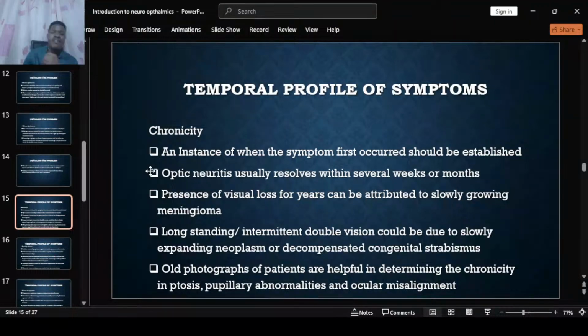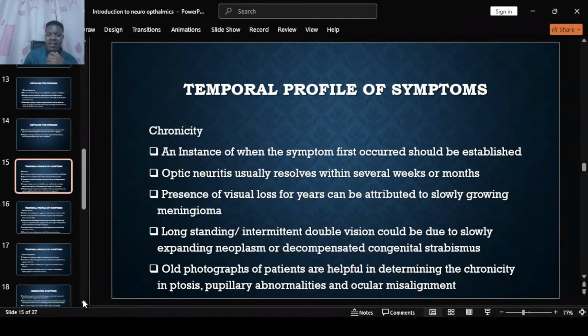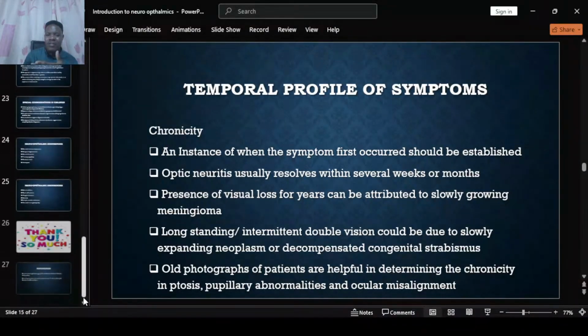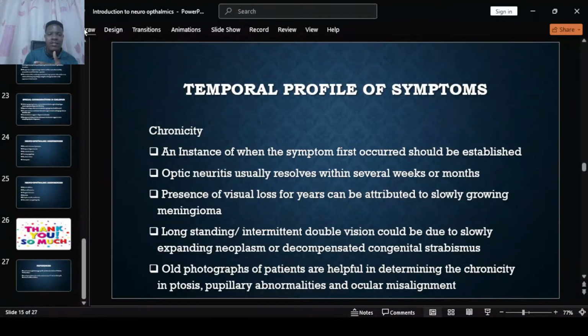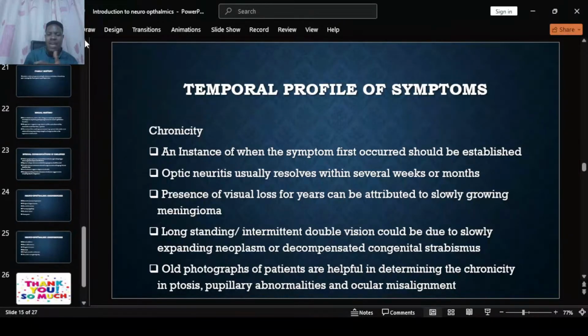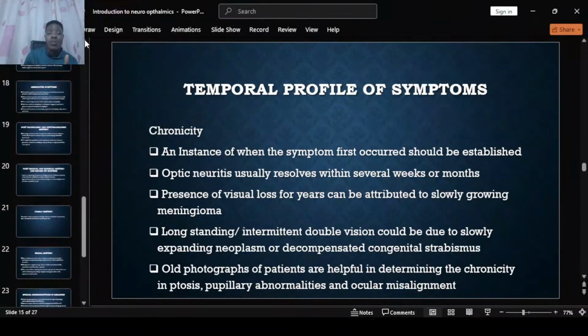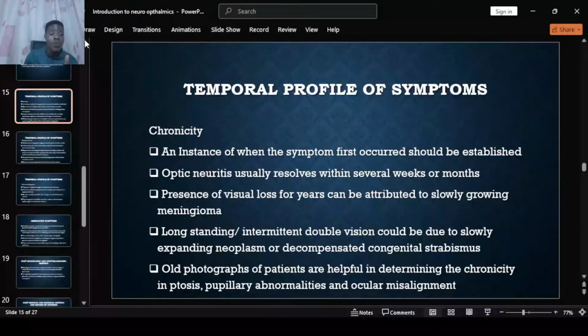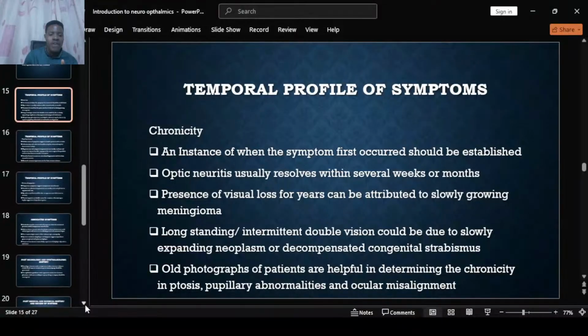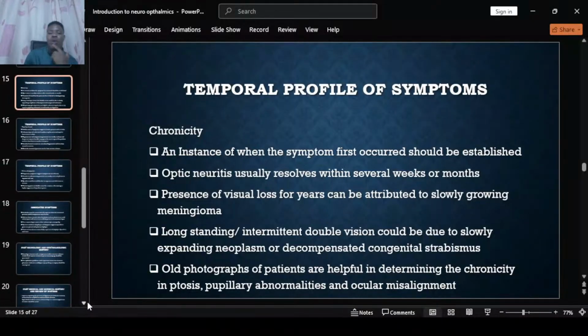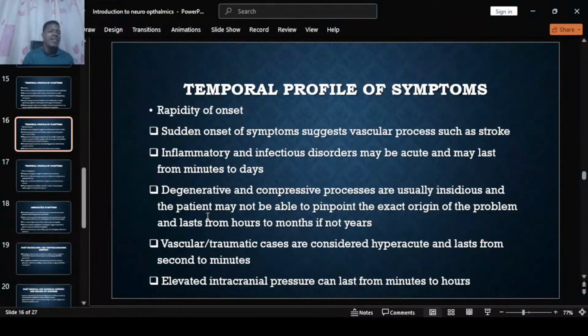So it is important that we note how chronic this case is. Is it mild, moderate, or severe? So this is very, very important. For instance, like we said, optic neuritis will usually resolve within weeks or months. So if it resolves within weeks or months, you know that you are dealing with optic neuritis and so on. And again, the rapidity of onset is also important.